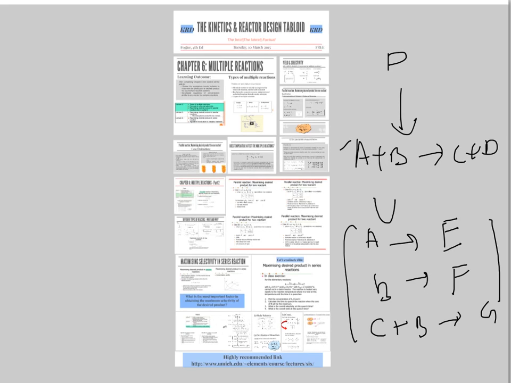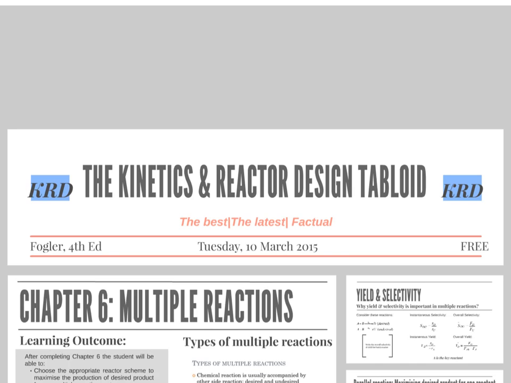So in this particular chapter, we're going to address how we're going to maximize the production, or in other words, we will deal more with selectivity. What is selectivity? How to improve the selectivity of the desired reaction.